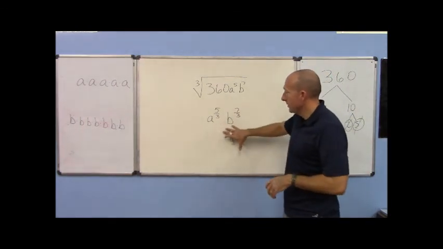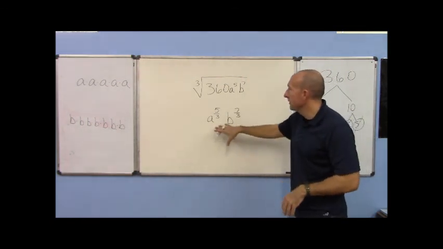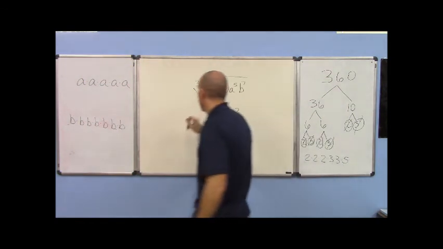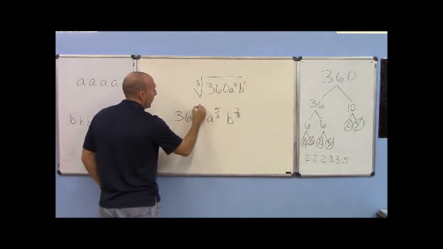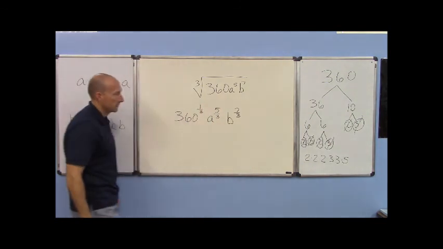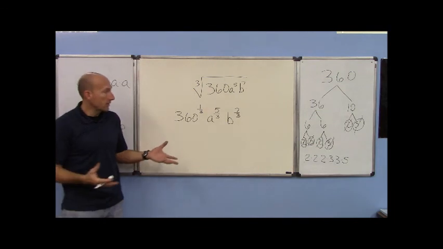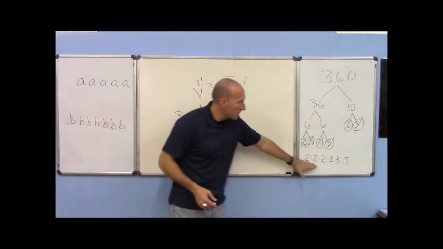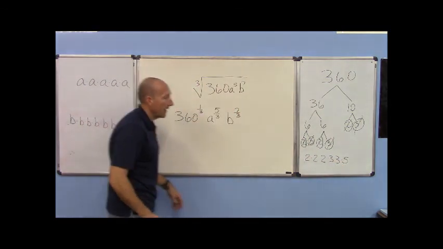Okay, let's leave those. There are ways to rename that, but let's leave those. Now let's think about the 360. Okay, you could have 360^(1/3). You could do that. More accurately, though, this is to be factored out. We have our 2's, our 3's, and our 5. So let's do it that way.